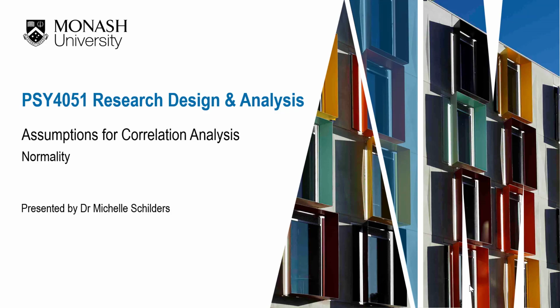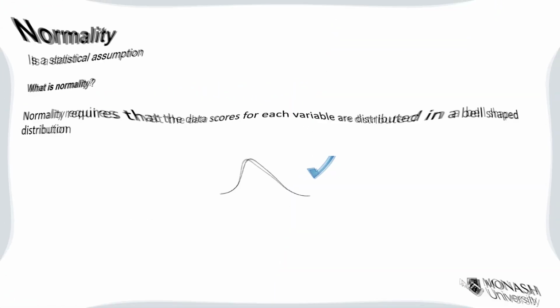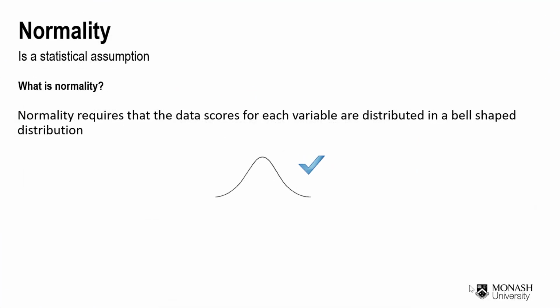Welcome to the lesson on normality. The first statistical assumption is normality, which requires that the data for both variables are distributed in a bell-shaped distribution.